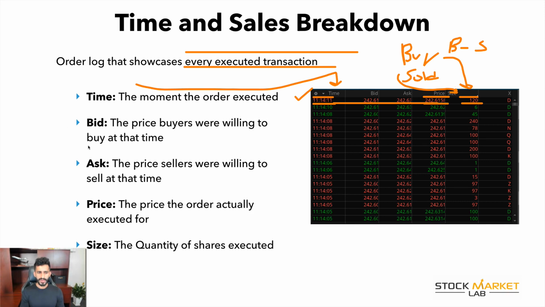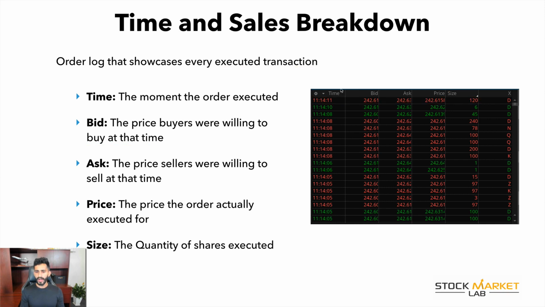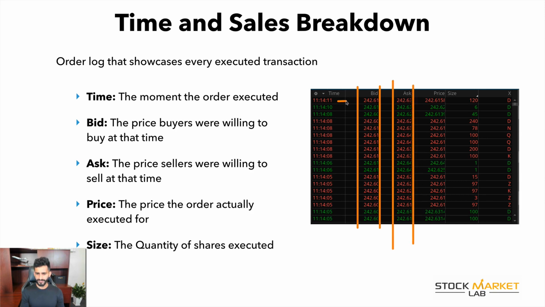So we have the time. Next, we have the bid. Now, this is something I have on myself. A lot of programs, even TOS, don't have this in a standard way. So I'll show you guys how to apply this or how to set it up. But I have this set up on my own. So we have the bid and we have the ask. What this is showcasing is that at this exact moment, the buyers wanted to buy at 242.61. The sellers wanted to sell for 242.63, which represents the ask, the price sellers were willing to sell at that time. So at this time, this is what was happening between the buyers and the sellers.